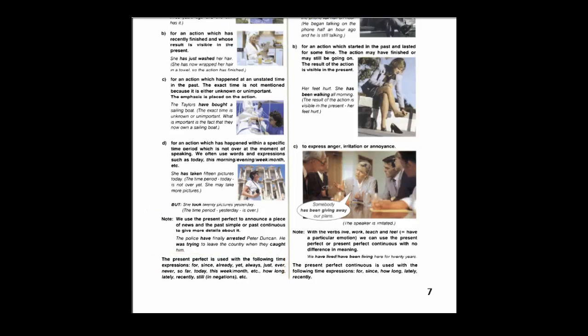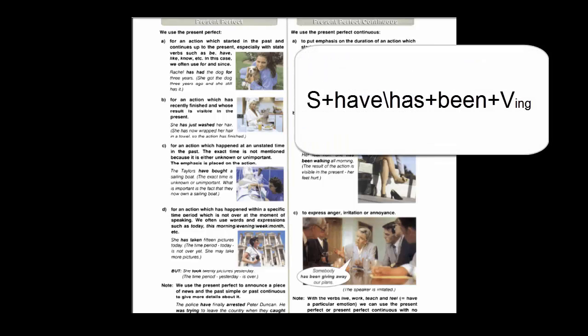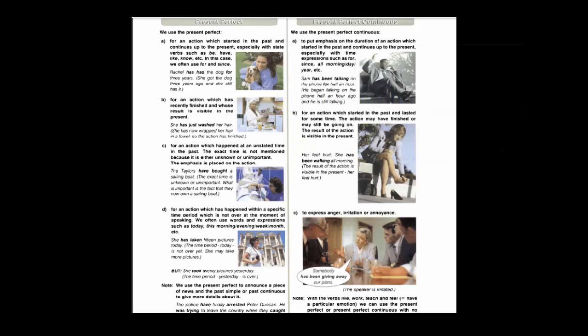Okay. The next and the last tense is present perfect continuous. Present perfect continuous is formed by subject plus have/has plus been and plus a verb with the ing ending. This tense differs from the present perfect in that it focuses mainly on the duration of an action.